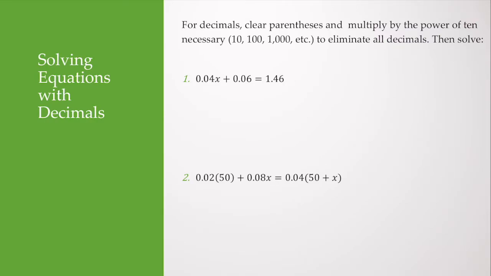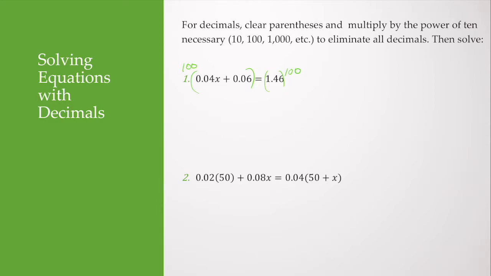When we're solving equations with decimals, you can either leave them in decimal form, that's fine, but a lot of students prefer to go ahead and get rid of the decimals by multiplying by the power of 10 necessary to eliminate all the decimals. So here we have 4 100ths times x plus 6 100ths equals 1 and 46 100ths. So I would need to multiply both sides by 100 in order to get my decimals to cancel.